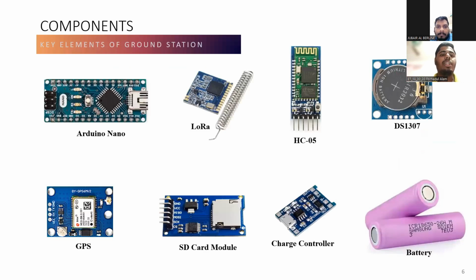Here we see the components we use in our ground station. Here we use Arduino Nano, LoRa transceiver, SD card module, SAS controller, battery module, Bluetooth module, and GPS module.